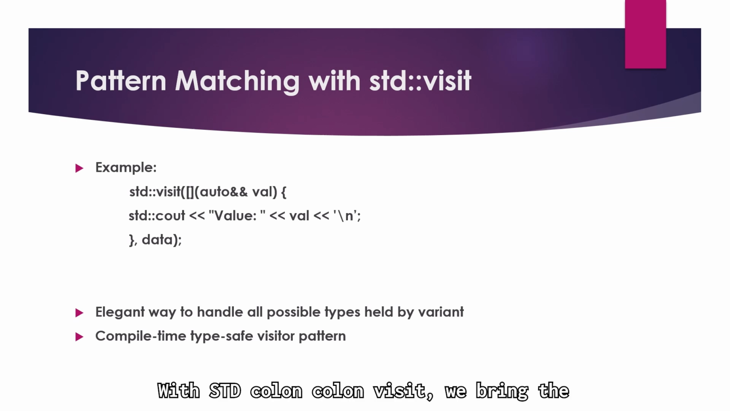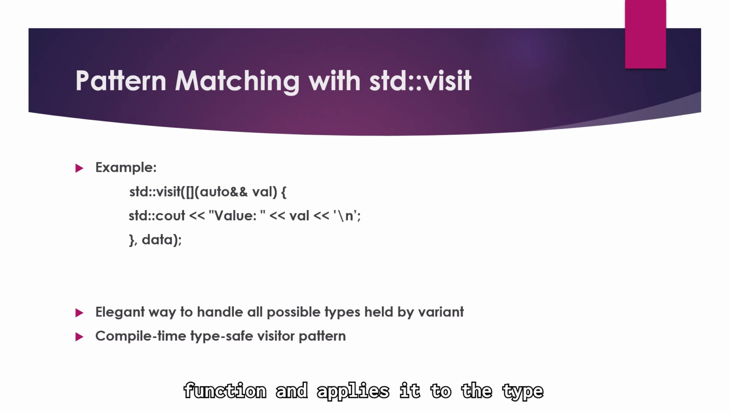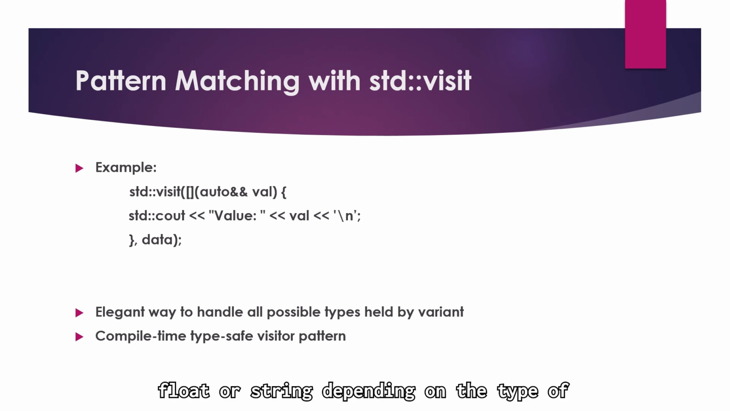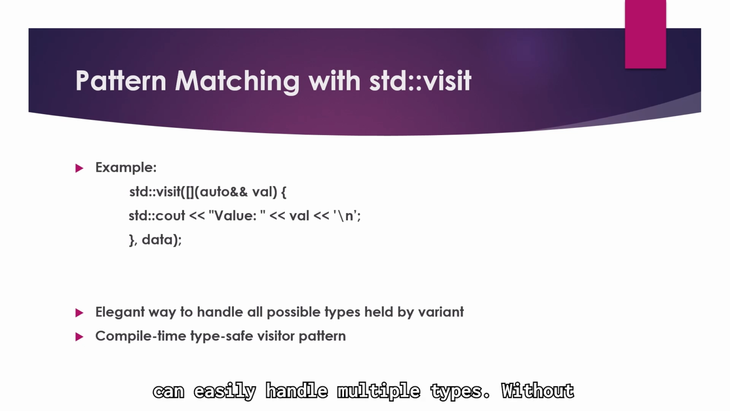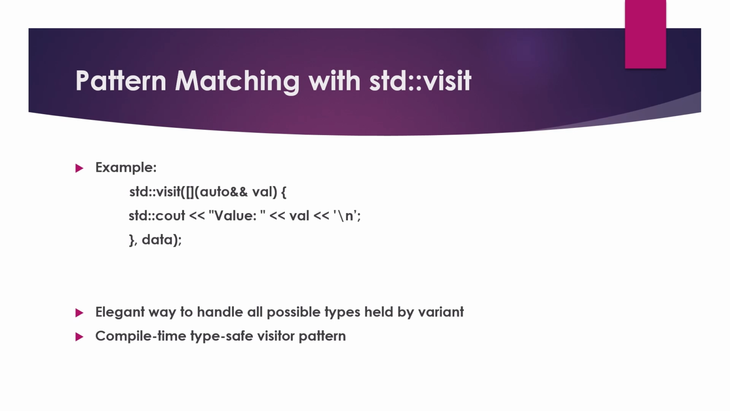With std::visit, we bring the visitor pattern into our C++ code. This function takes a lambda or function and applies it to the type inside a variant. For instance, you could apply a lambda to process the stored int, float, or string depending on the type of the value currently held by the variant. This is extremely powerful because you can easily handle multiple types without manually checking each one, making your code cleaner, more maintainable, and easier to extend.